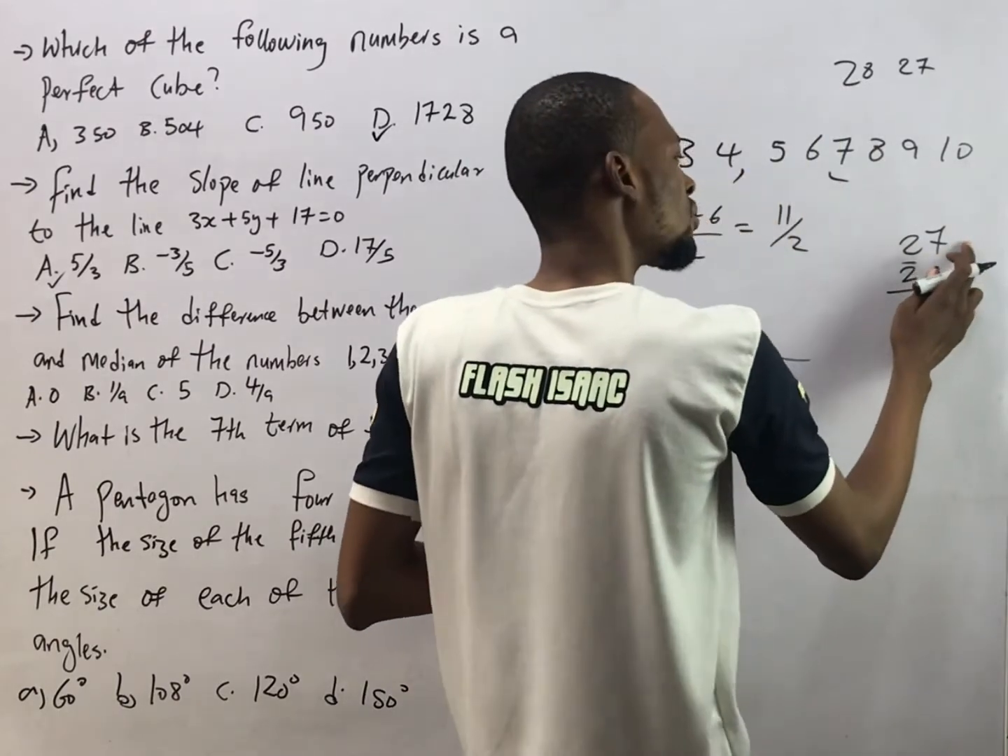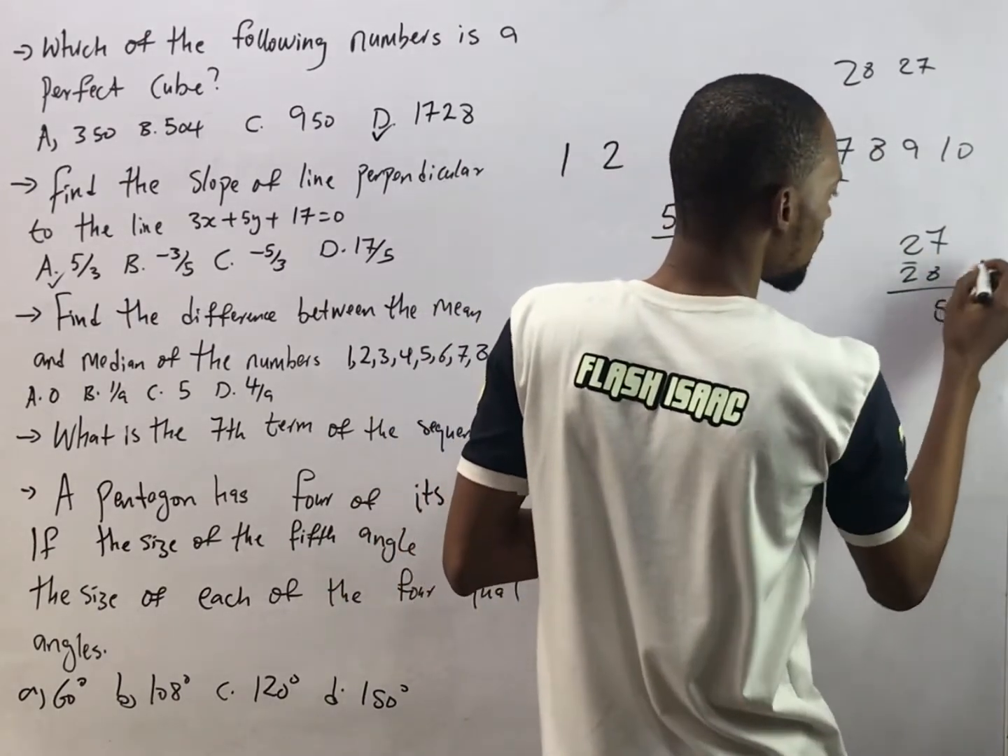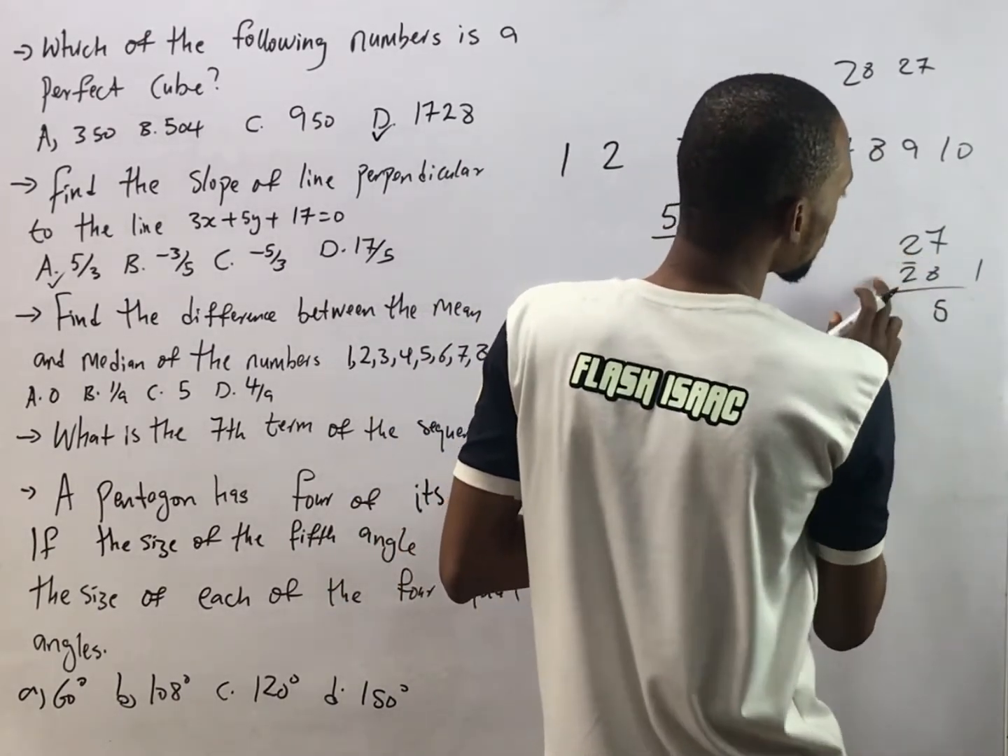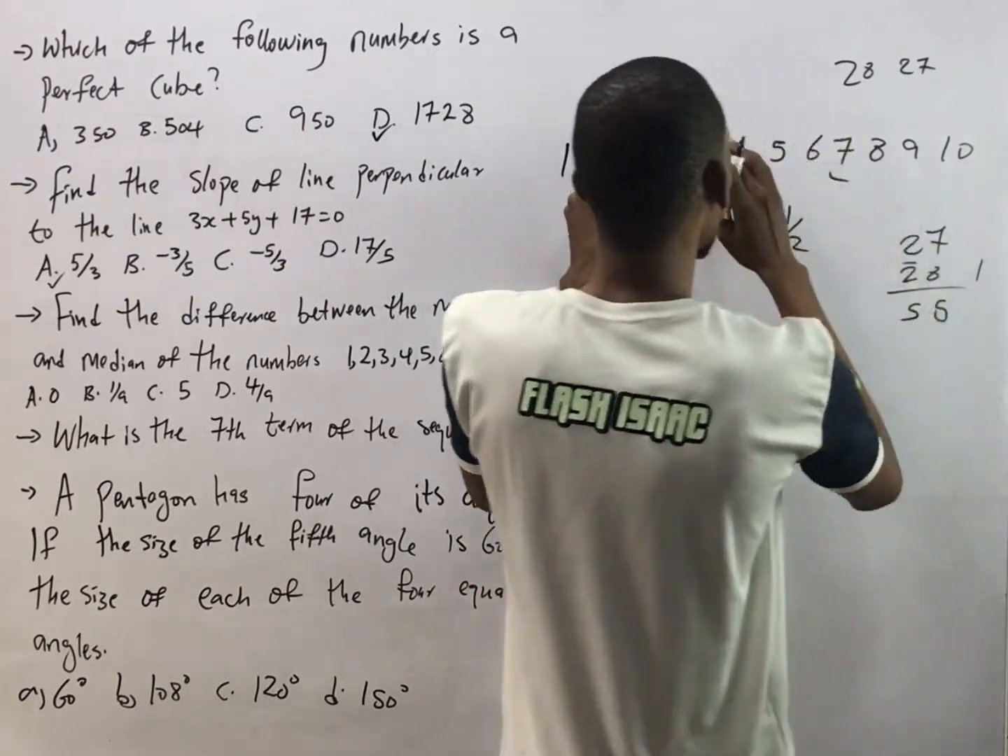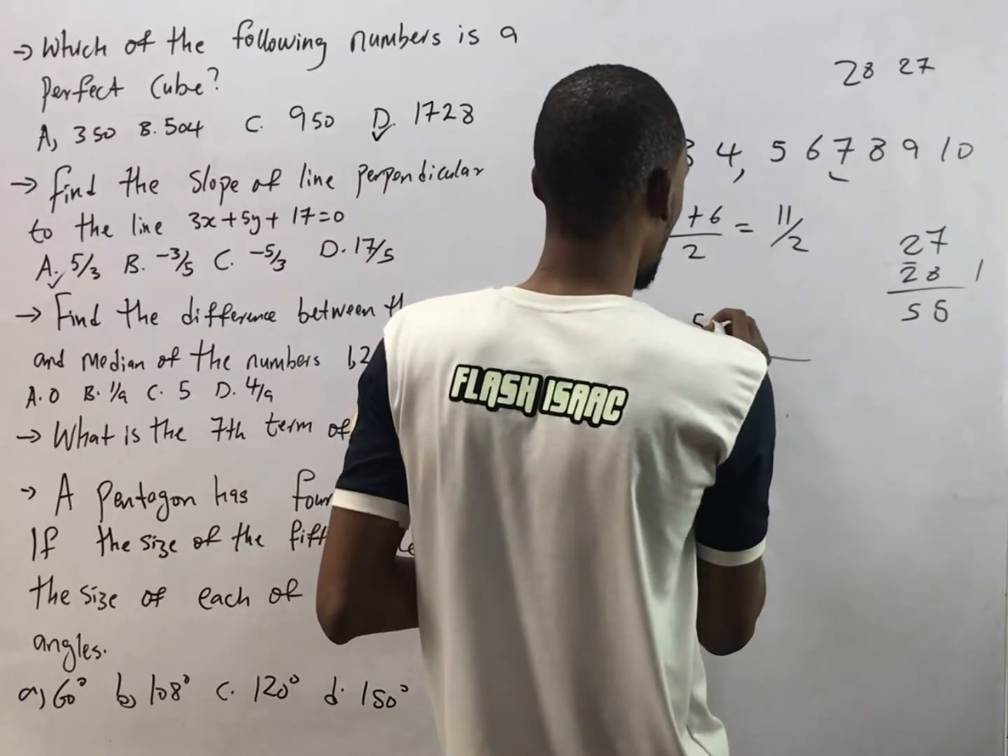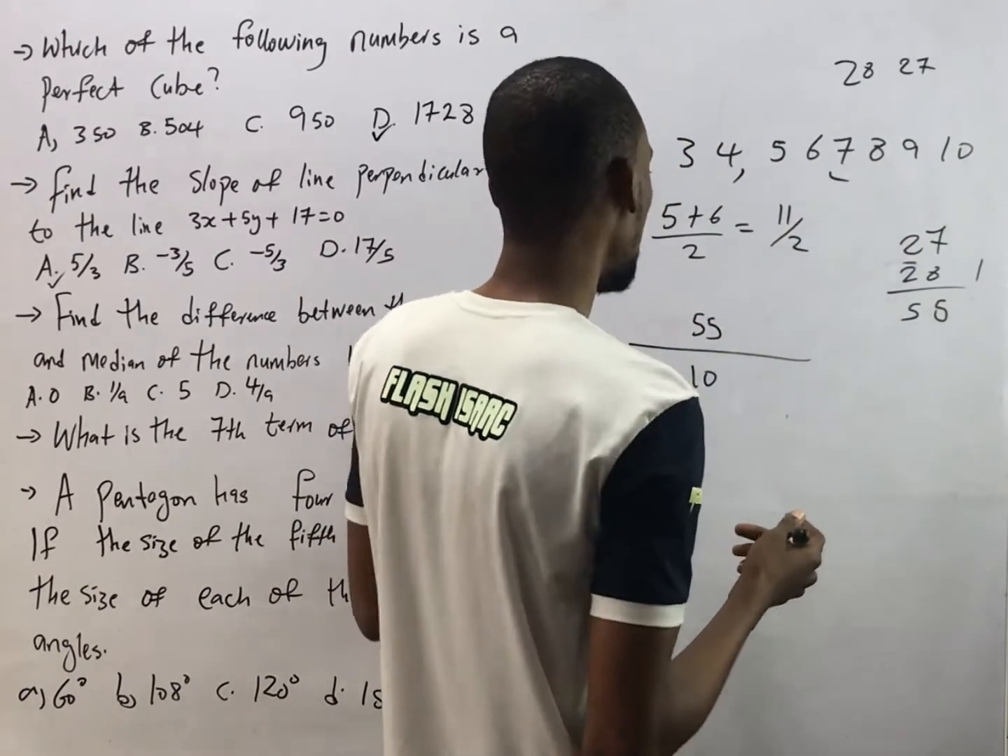8 plus 7 would give you 15. Put down 5, carry 1. 2 plus 2 will give you 4. Plus 1, 5. So everything here is 55. So the mean is 55 over 10.